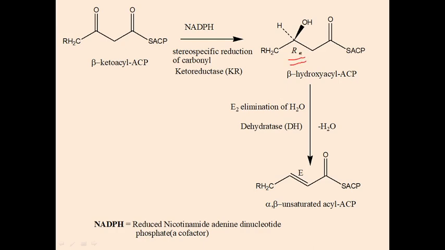And you may ask how this is R configuration, why it is not S. Let me first clear it up. To conclude whether it is R or S, you must first decide which is the chiral carbon. The chiral carbon is this. You must know what the four substituents are, what the four primary atoms are that are bonded to this carbon.